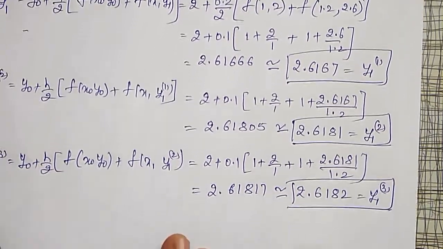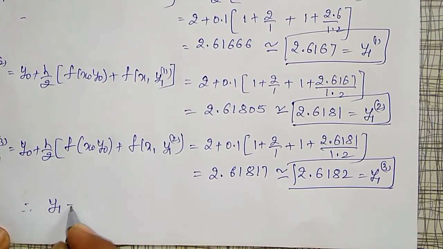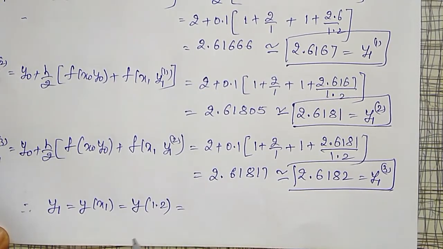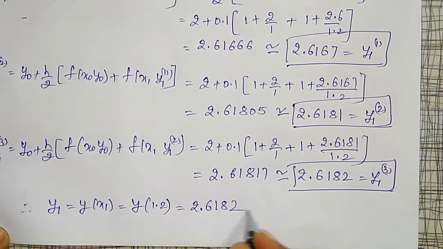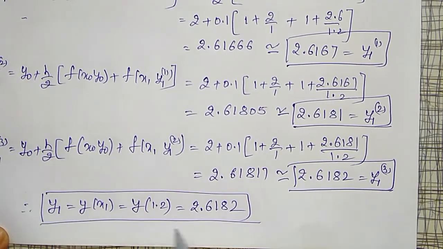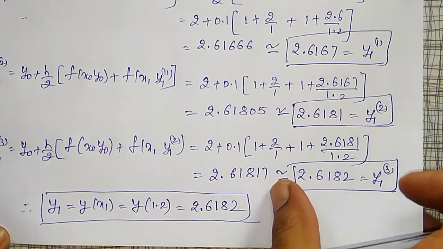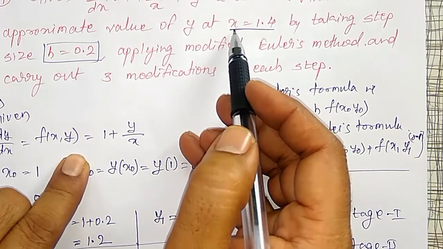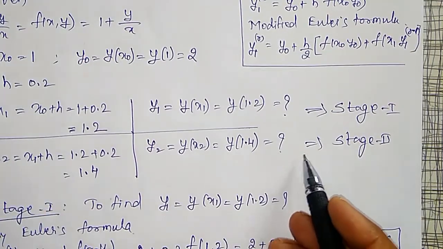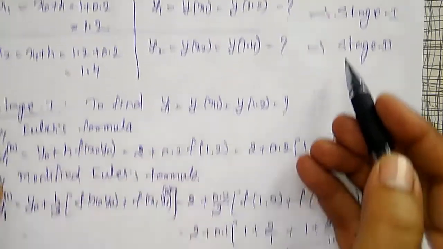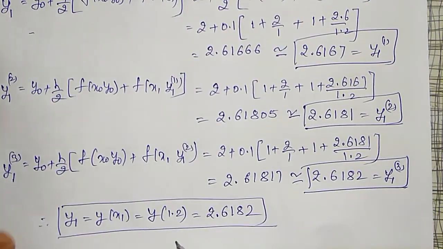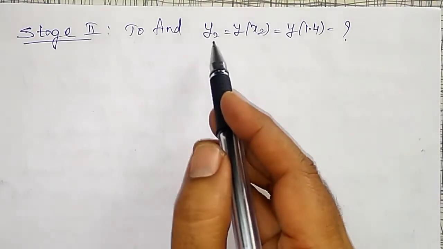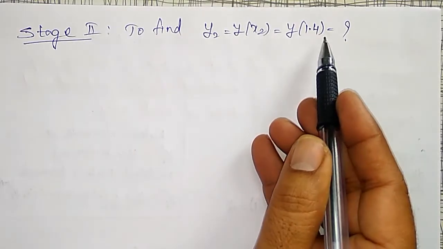Therefore, I can write here: my y1 equal to y of x1 equal to y of 1.2 is equal to 2.6182. But my intention is to find out y of 1.4, not 1.2. In the problem they have given y of 1.4 to calculate. That's why, according to this, I am going to do the second stage here. Using these two will become your initial values now, x0, y0. For the next second stage, to find y2, that is y of x2, y of 1.4, I have to calculate.